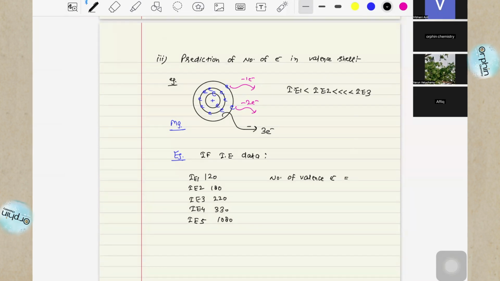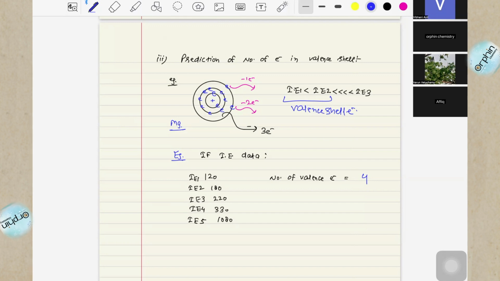Or is it 4? 4. Very good, Varun. This time Varun killed it. It will be 4. Removal of the fifth electron requires very high ionization energy, which means the fifth electron is present in the inner cell. The outermost cell contains 4 electrons only. The electrons present in the outermost cell are the valence cell electrons. So valence cell electrons will be 4, not 5 here. Got it?